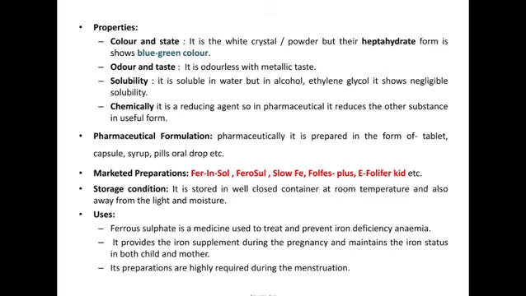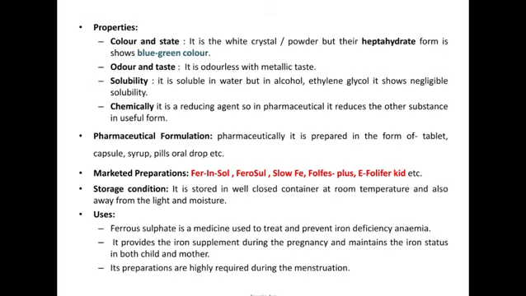Next, properties. Firstly, color and state. It is a white crystal or powder, but its heptahydrate form shows a blue to green color. Next, odor and taste. It is odorless with a metallic taste. And next, solubility. It is soluble in water but in alcohol and ethylene glycol, it shows negligible solubility. Chemically, it is a reducing agent. So, in pharmaceuticals, it reduces other substances into a useful form.